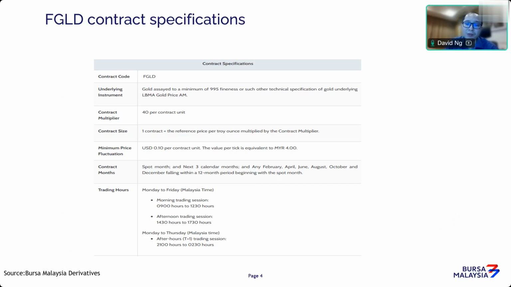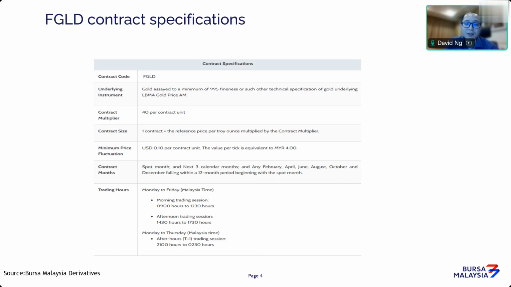Unlike in those days when the gold contract was quoted in ringgit, it was slightly difficult because people would have to do a conversion in their head. It's also not so simple. So when Bursa revamped the FGLD contract and made it denominated in US dollar, it became easier for a trader to compare and contrast between COMEX gold prices as well as FGLD.